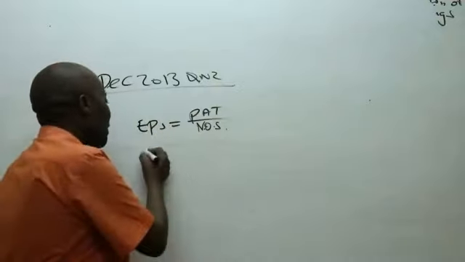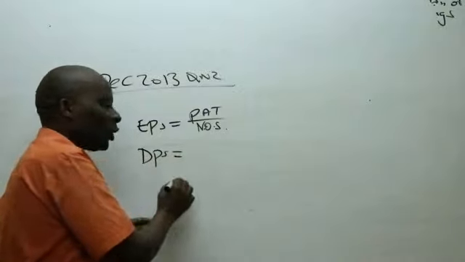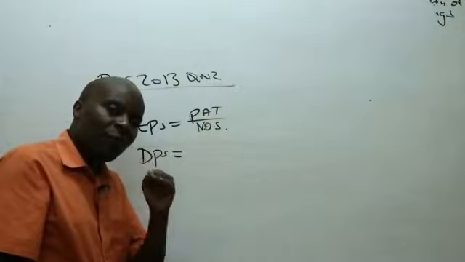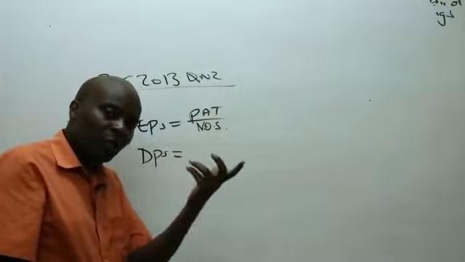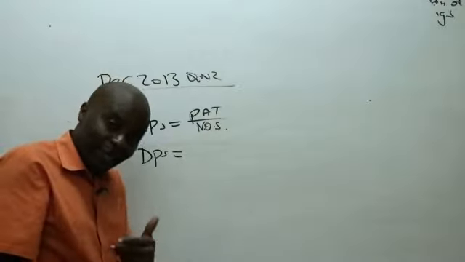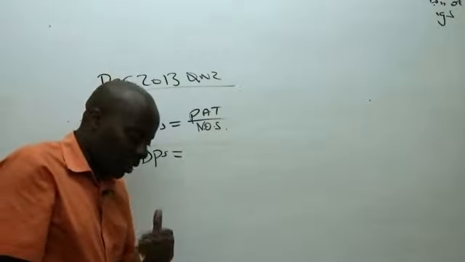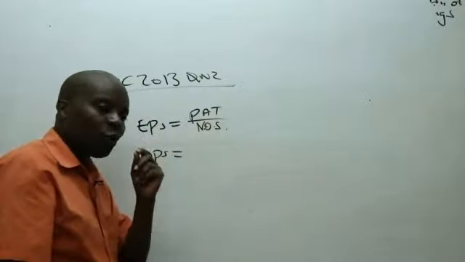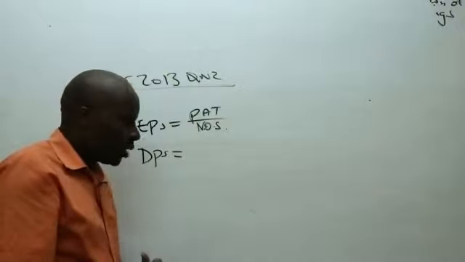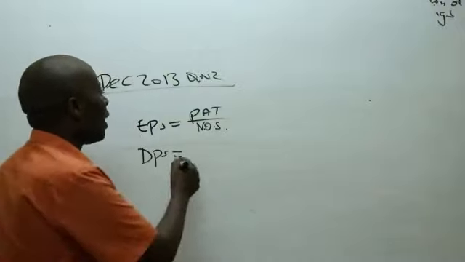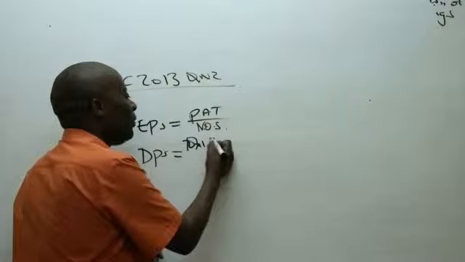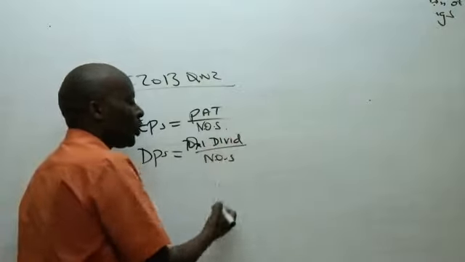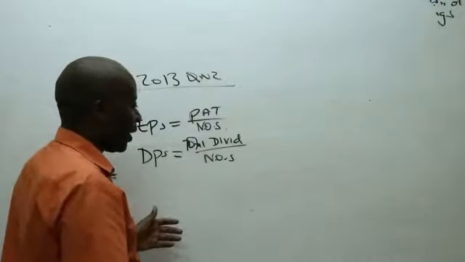How about DPS, dividends per share? You see, ladies and gentlemen, if you have gotten a profit of 10 million, you can't dish out everything to the ordinary shareholders. You must retain something. Whatever you retain is what you subtract from what you have earned to get the total dividends payable. So for us to get the dividends per share, you take the total dividends and divide again by the number of ordinary shares.